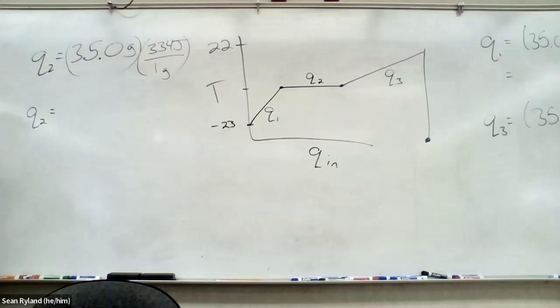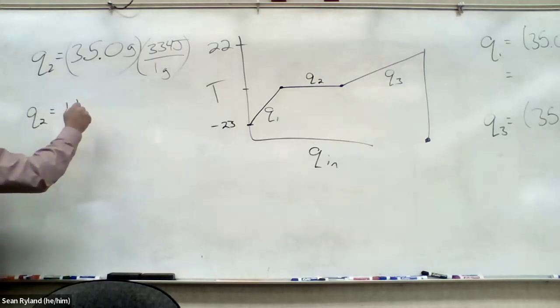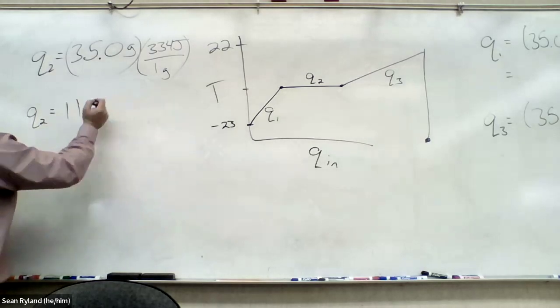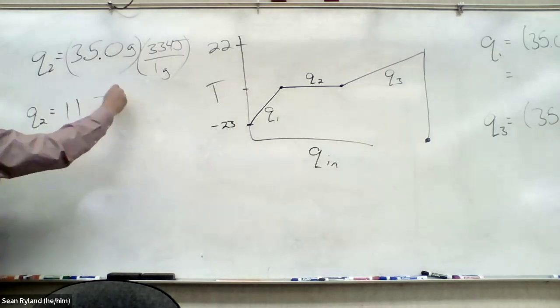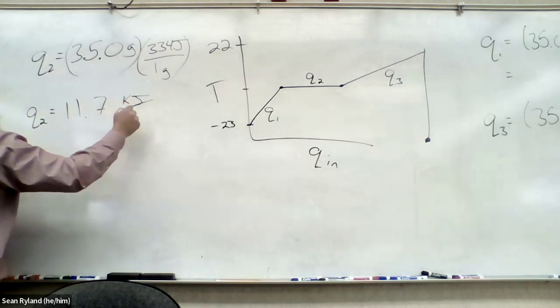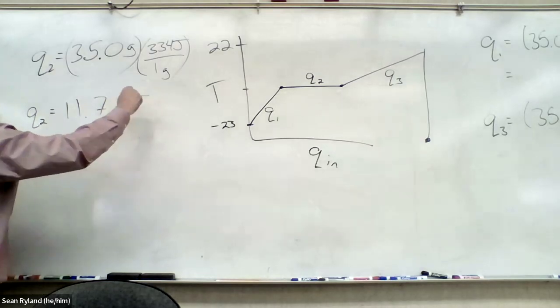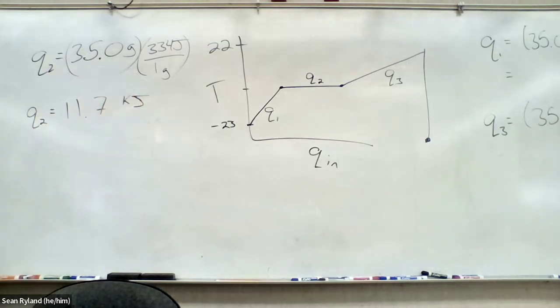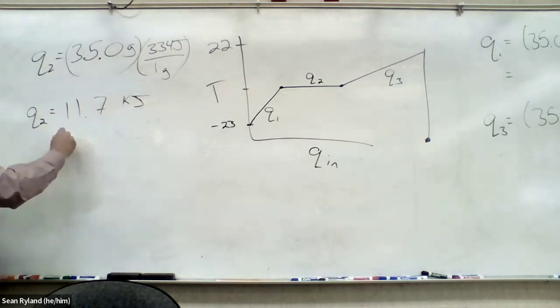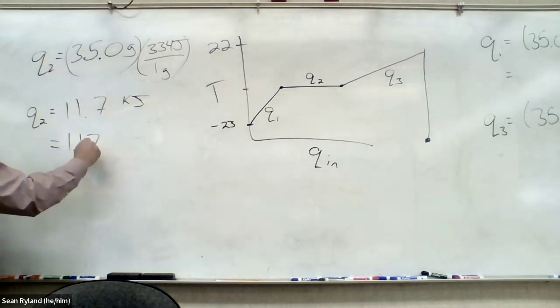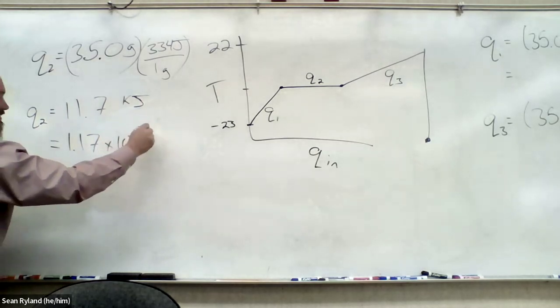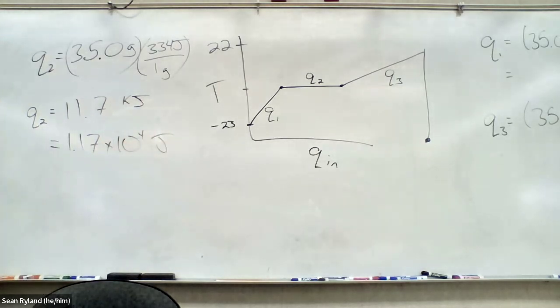Who's got a calculator out? 11,690 joules. I'm going to put it in kilojoules so that I can avoid scientific notation. But if you're writing in scientific notation, 1.17 times 10 to the 4 joules.